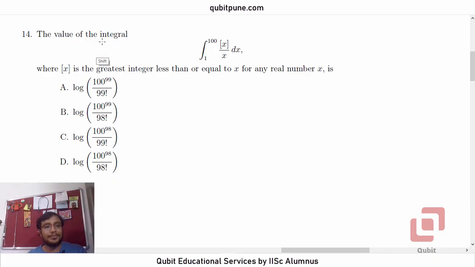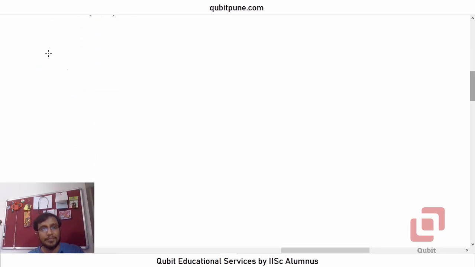Question number 14. The value of the integral from 1 to 100 of [x]/x with respect to x, where [x] is the greatest integer function, or the greatest integer less than or equal to x for any real number x. Now we can actually split our integral into simpler sub-integrals where the definition of [x] will be different. Okay, so we will start doing that.